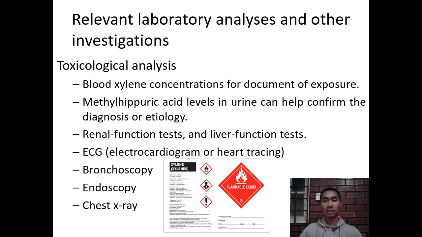For laboratory analysis and investigation of xylene poisoning, a test for blood xylene concentration is usable for documenting exposure but is not clinically useful. Also, methyl hippuric acid levels in urine can help confirm the diagnosis or etiology of exposure, but do not correlate with systemic effects of xylene poisoning.